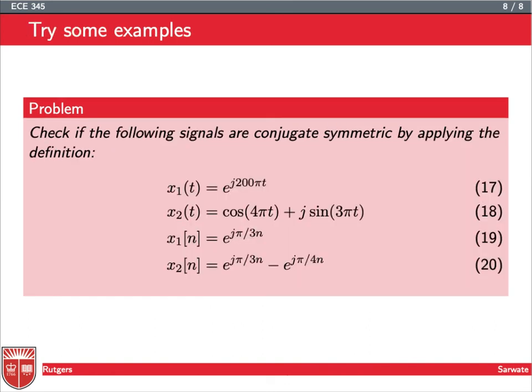So here's a little exercise for you to try at home. Check if the following signals are conjugate symmetric, just applying the definition. And you should be able to get some insight into how the definition works. You can look at these in terms of magnitude and phase, or you can look at them in terms of the Cartesian representation, and you'll get a better feel for how conjugate symmetry works. So that's all that we have to say about symmetry. And so now we can move on to new and more exciting topics.